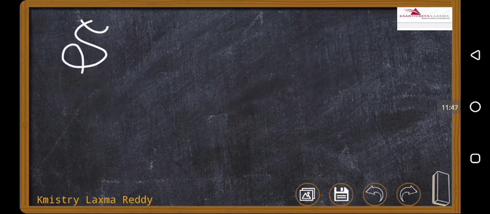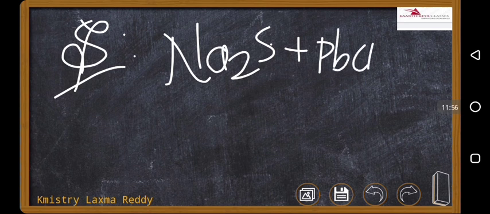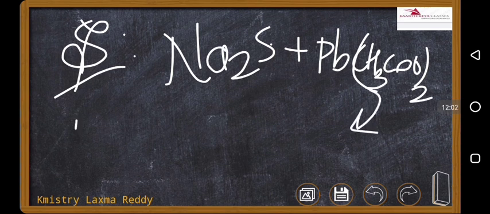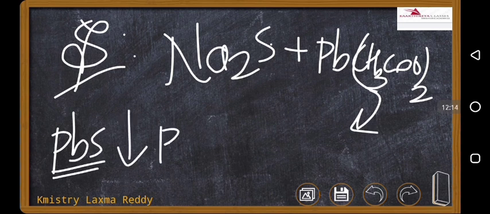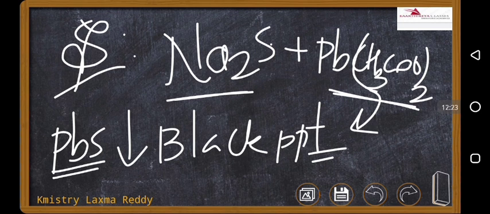If sulfur is present, the compound formed is Na2S, which is treated with lead acetate, Pb(CH3COO)2. Lead acetate, then the reaction gives PbS. This is a black precipitate. The rest, sodium acetate, we don't require here. When you add lead acetate, if a black precipitate is formed, sulfur is confirmed.